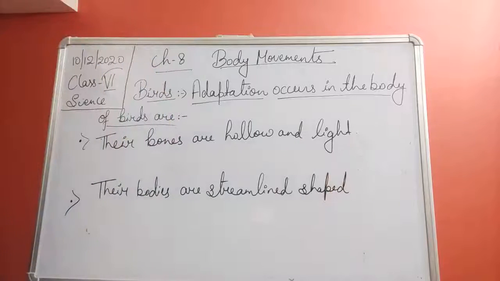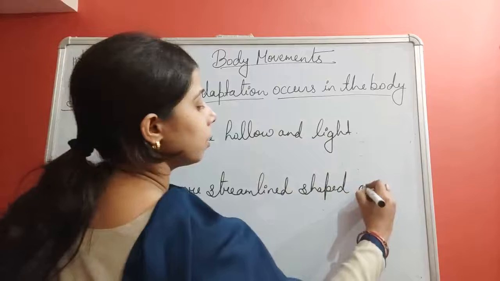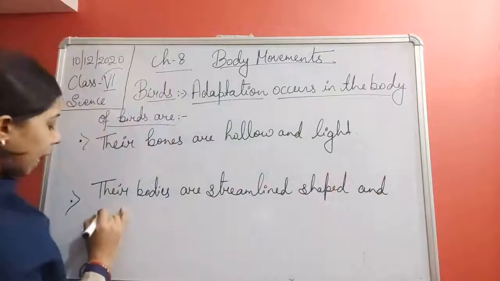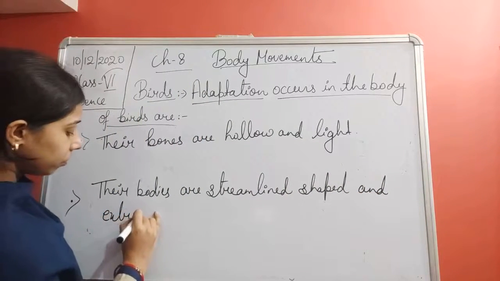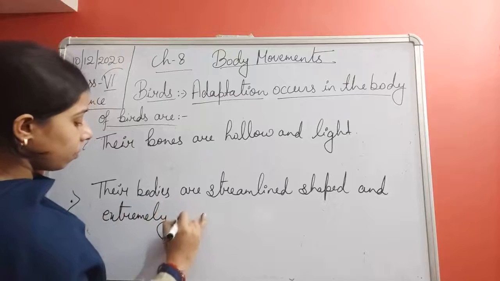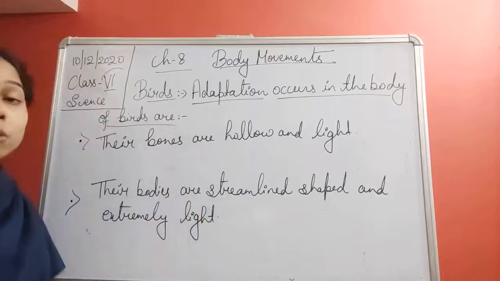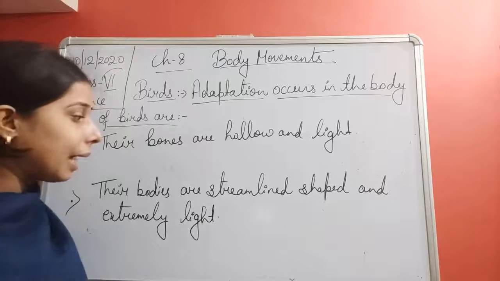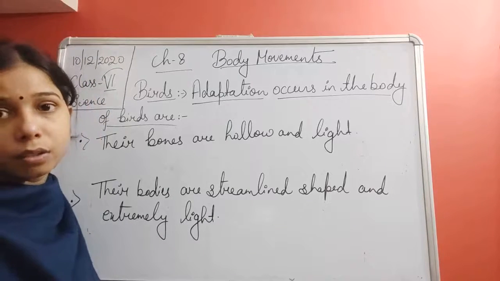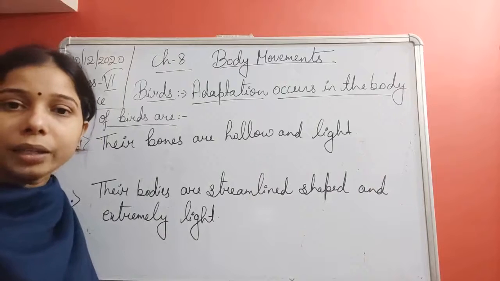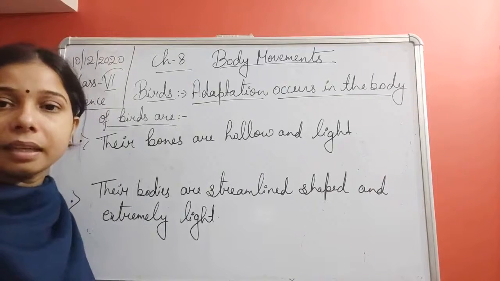Streamlined shape and extremely light. Okay, so a streamlined shape body is there and they are extremely light, which helps in the flying of the birds easily in the air.